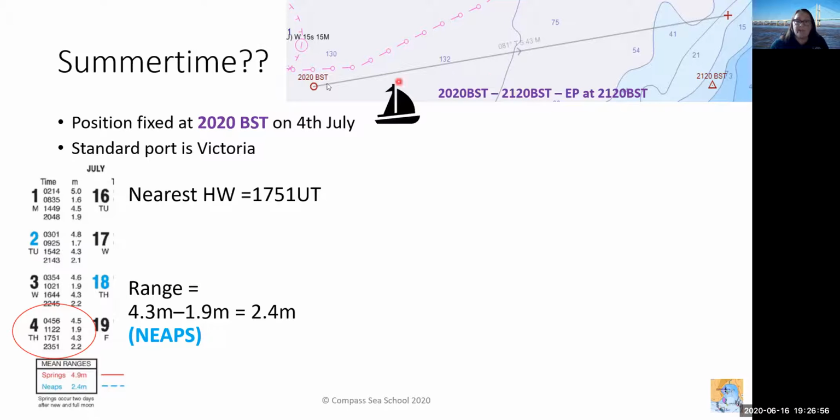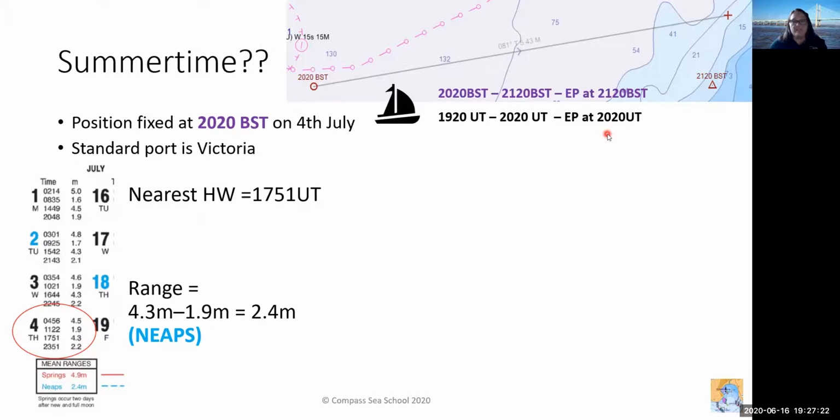So my boat is actually fixing its position at 2020 BST. See, this is in purple. And we're going to do a 1 hour EP. So we want to be able to calculate our estimated position at 2120 BST. So what does that mean for the time zone? Well, it means that in reality, our boat is out at 1920 UT and 2020 UT, and the EP would really be at 2020 UT.